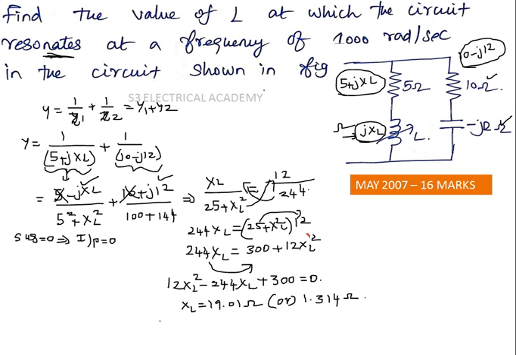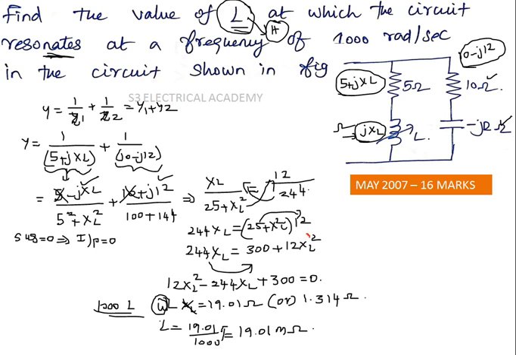But here we have to determine the value of L, not XL. L means the unit will be in Henry. So what is the value of XL? XL is equal to omega L. What is the value of omega? Here, 1000 radians per second. So 1000 L should be equal to this value. So the L value should be 19.01 divided by 1000, which is 19.01 millihenry, or 1.314 millihenry. So question number 1 is over.